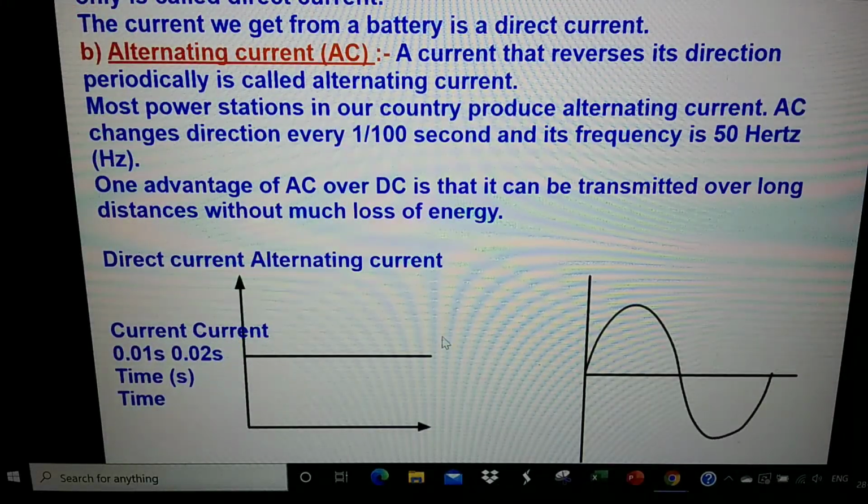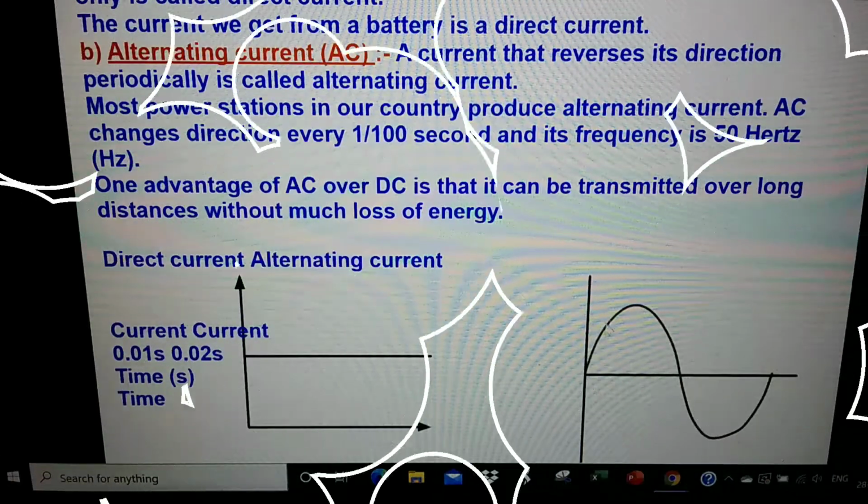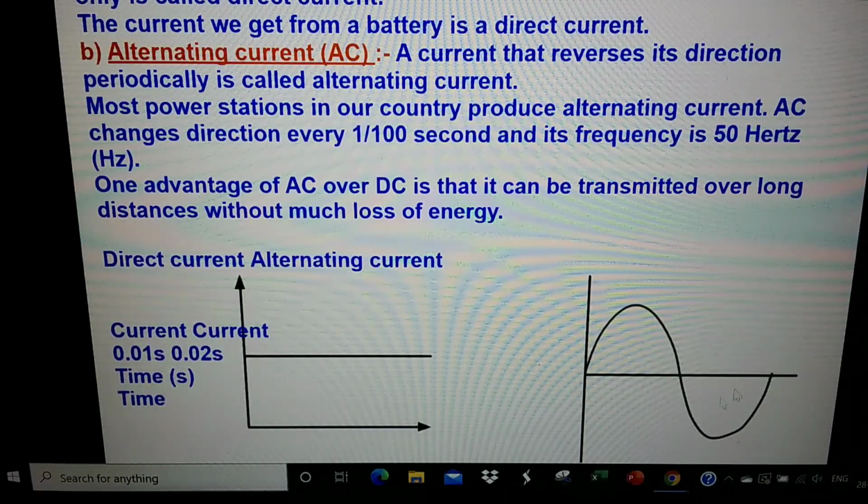When you plot graphs, the graph will be parallel to the x-axis in case of direct current, whereas for alternating current, it will be like a transverse wave. Current reverses within 0.01 seconds.